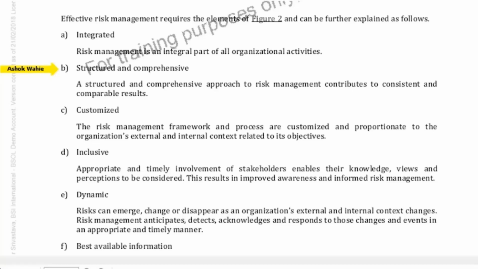Now, whether we are following this approach for risk at the strategic level, operational level, or tactical level, we follow a consistent approach so that we get comparable results. Not that the approach taken for strategic risk is different, the one for CFO is different, the one for ISMS is different. So to break the silos, risk management should follow a consistent and comparable approach across the organization.